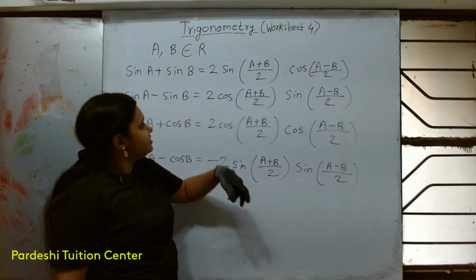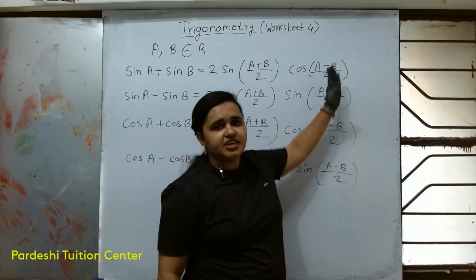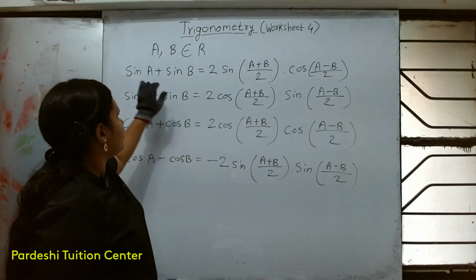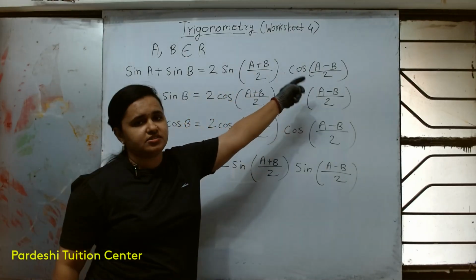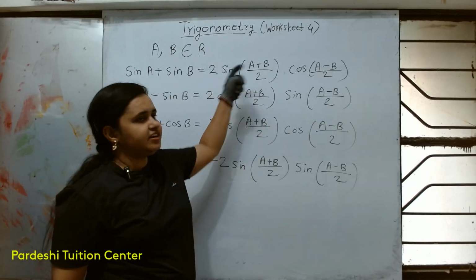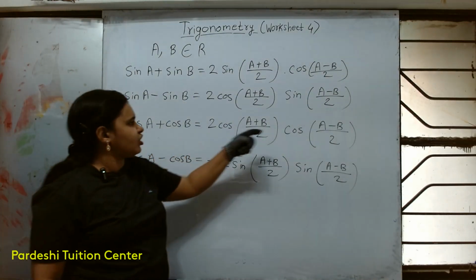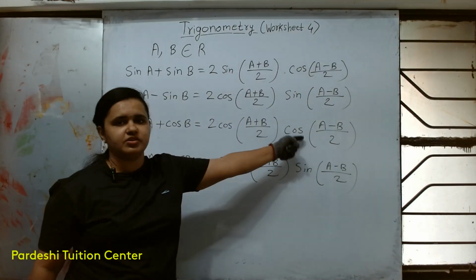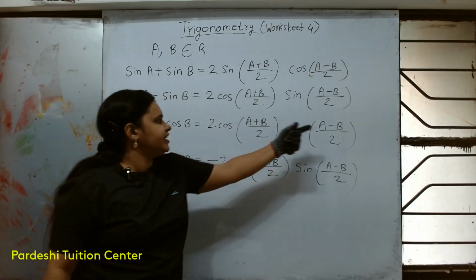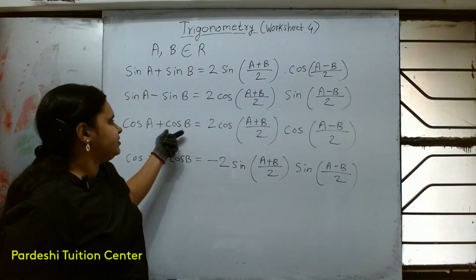Sin A plus sin B. See here, (A plus B)/2 is common in this, and (A minus B)/2 is also common. 2 is also common. For sin A plus sin B, it is sin cos. For sin A minus sin B, it is cos sin. Means sin cos, cos sin. You have to just remember this. Now for cos A plus cos B, it is cos cos. For plus, it is only cos cos. Other things are same. 2, (A plus B)/2 and (A minus B)/2 are same. So you have to just remember that in cos A plus cos B, it is cos cos.